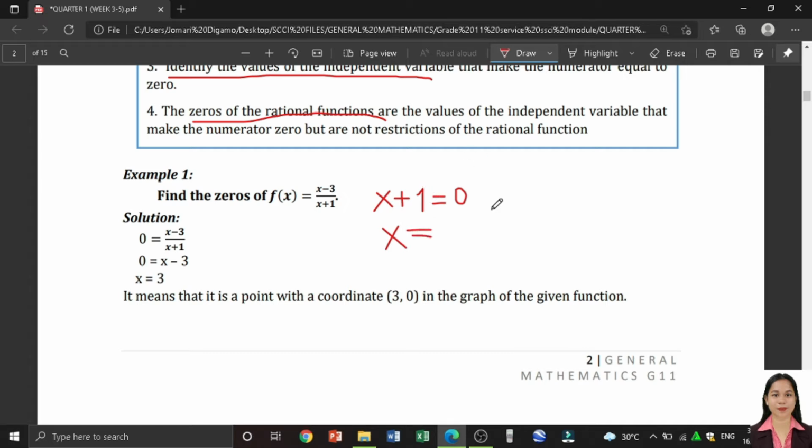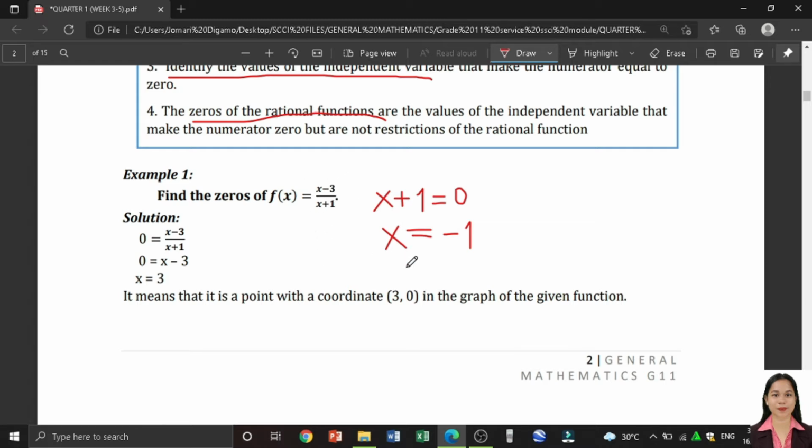transpose positive 1 to the other side. So we have here positive 1. Pag nilipat natin siya sa kabila is magiging negative 1. So therefore, x is equal to negative 1 is not part of the solution set. Why? Because if you are going to substitute negative 1 to the given rational functions, magsi-0 si denominator.